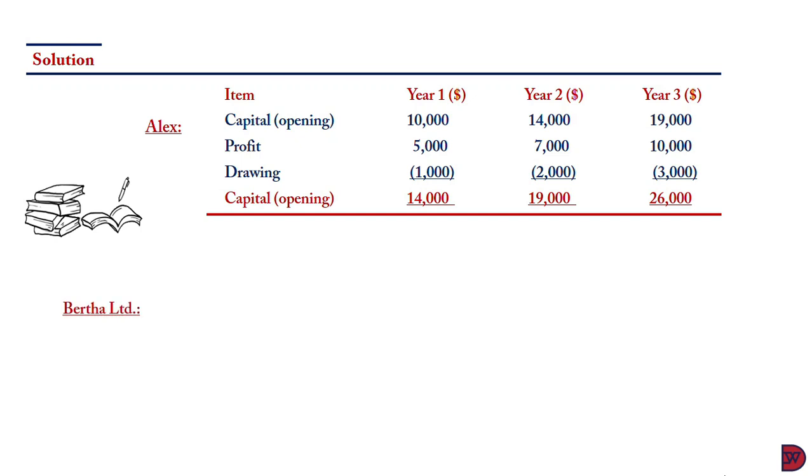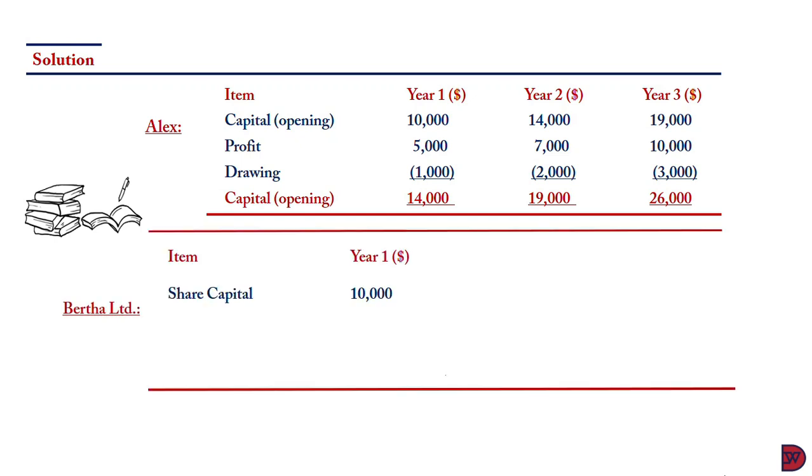When we move to Beta Limited, it's going to be different. Their share capital of $10,000 will stand. There was no mention of additional capital being introduced. There will be a retained earnings introduced in the capital section of the statement of financial position. It's going to be the profits of $5,000 less the dividend of $1,000 in year 1, giving $4,000.